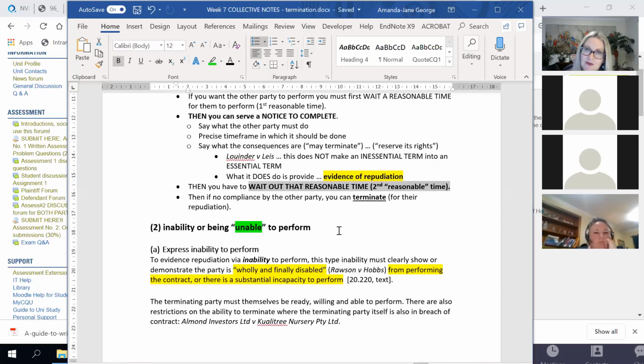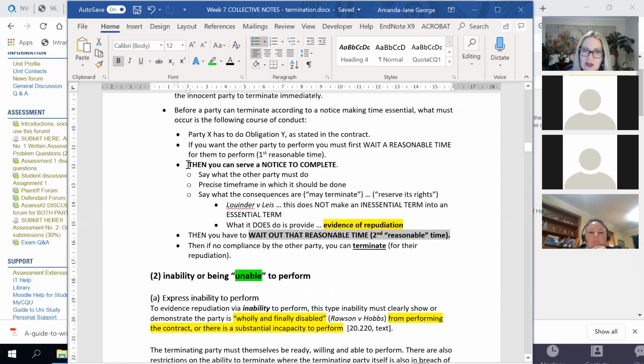A contract is formed when both parties are at consensus ad idem, right? So how can serving a notice to complete midway into a contract make a term like time essential? How can a notice after the contract has started make time a condition? The short answer is it can't. What it does do is it sets up the other party as having demonstrated repudiation.